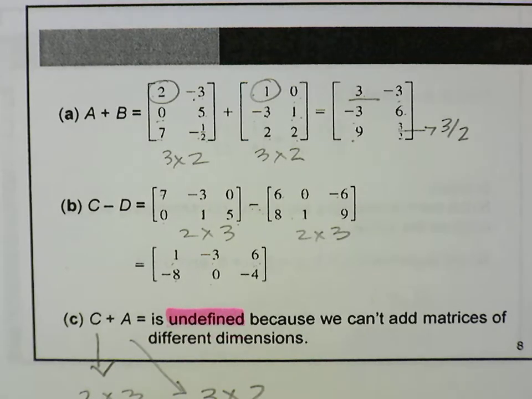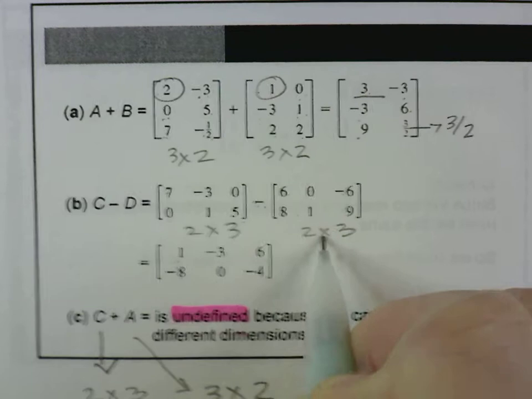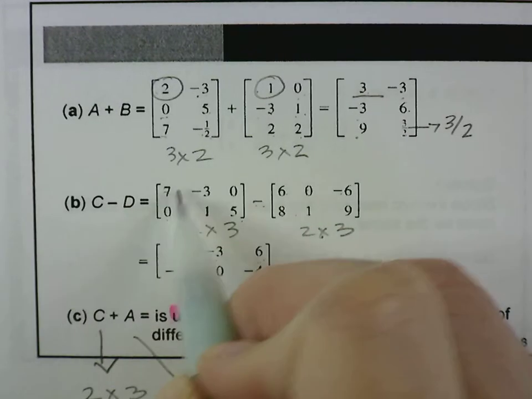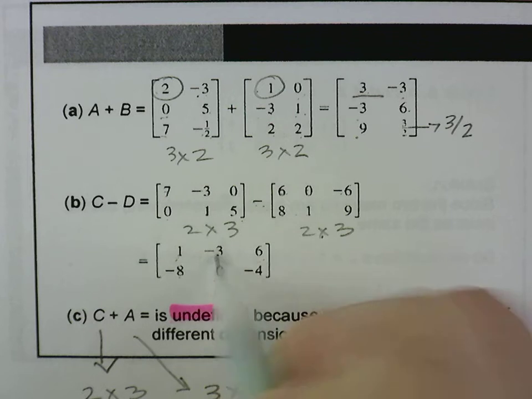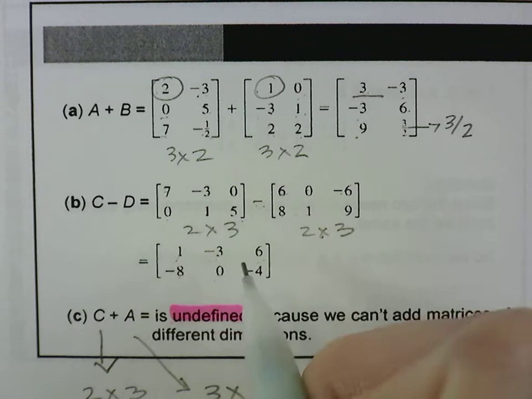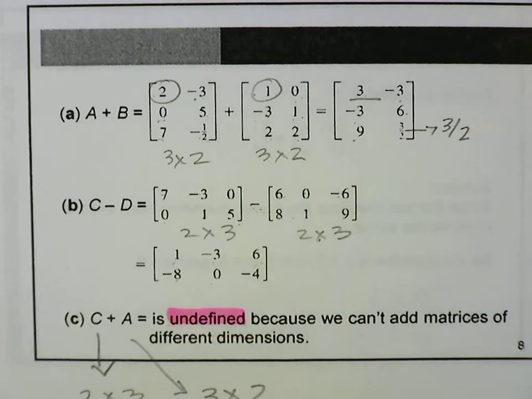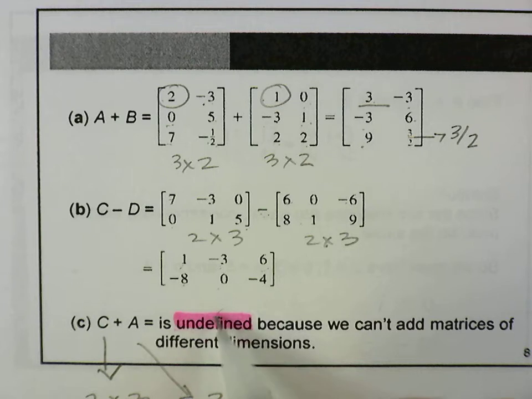If you were doing subtraction, it's very similar. This is a 2 by 3 and this is a 2 by 3. So to subtract, you're just going to do 7 minus 6, which is 1. Negative 3 minus 0, which is negative 3. 0 minus a negative 6, which is going to be positive 6. And so on and so forth. Do you guys have questions about the addition or subtraction?